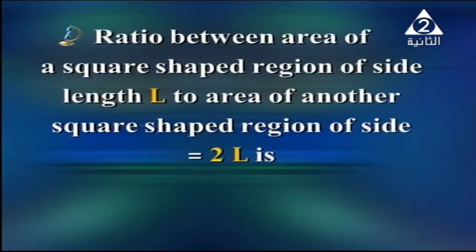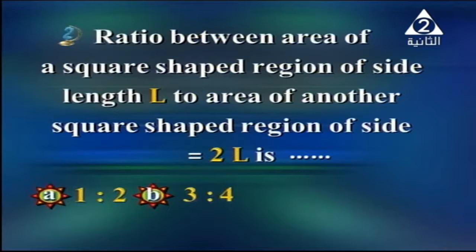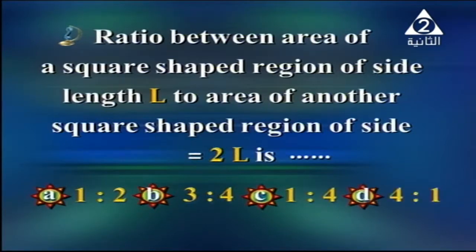Ratio between area of a square shaped region of side length L to area of another square shaped region of side equals 2L is what? Choose number A, 1 to 2, or 3 to 4, or 1 to 4, or the last, 4 to 1. What is the ratio between area of a square shaped region of side length L to area of another square shaped region of side 2L?